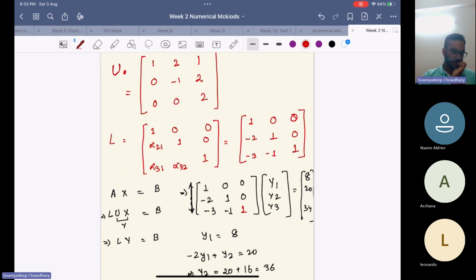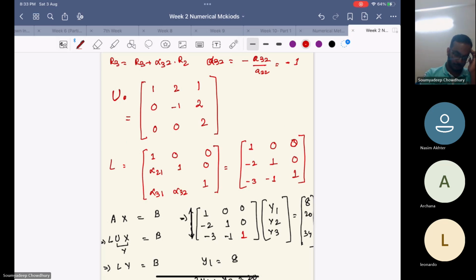I think this L thing is not correct. Just a second, I'll check with L. Just give me 2 minutes, I'll figure it out.